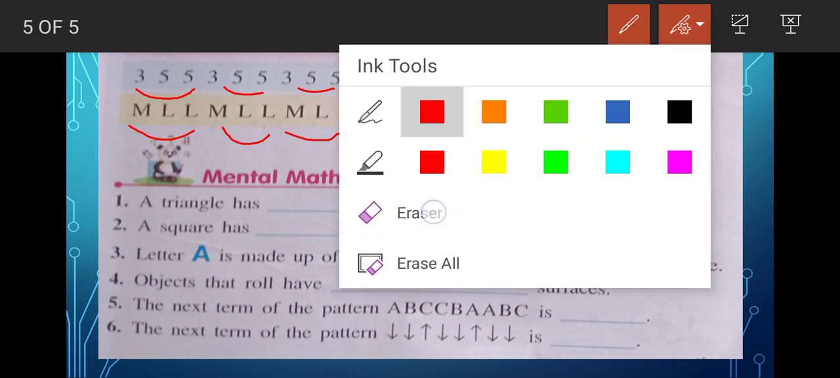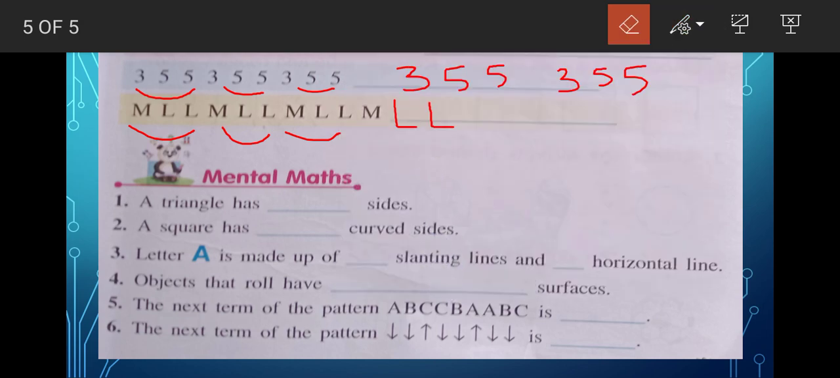Alright, now let us do the mental maths. A triangle has how many sides? This is from the shapes.